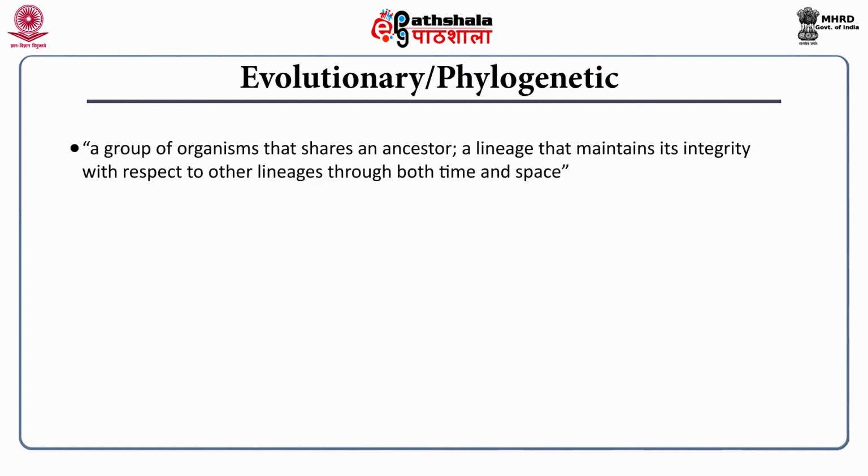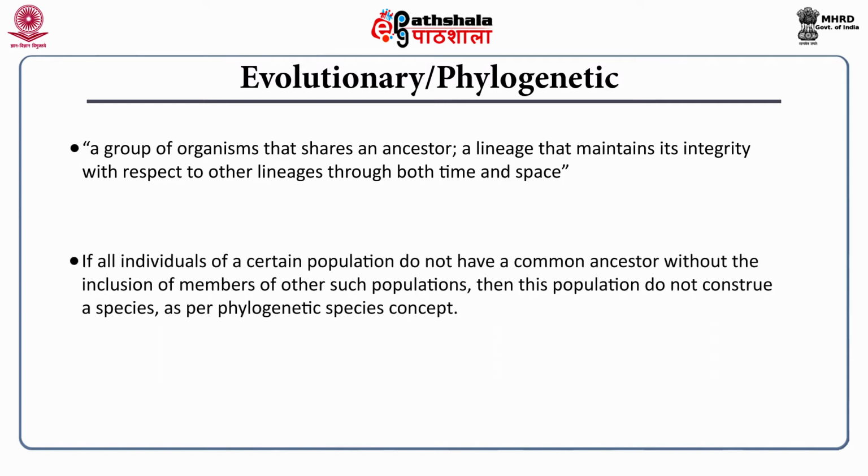Here the group of the species is defined as a group of organisms that shares an ancestor. So that is actually a clade in a phylogenetic tree. So if the clade can be split from the rest of the tree with just one cut, so one ancestor with all the descendants of a particular tree is what you call a species. So a lineage that maintains its integrity with respect to other lineages through both time as well as space is what you call the species.